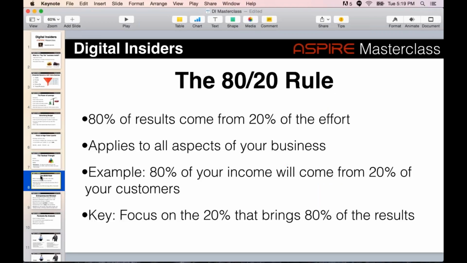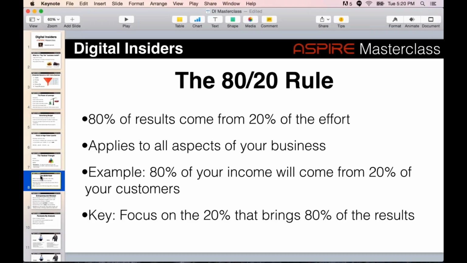Now, in order to be successful with your online business in general, you have to keep in mind this rule of 80-20. This is really important, and this is going to allow you to focus on the most important parts of your business and not worry about the stuff that doesn't matter so much. This applies across all aspects of your business: 80% of your results in any aspect of your business are generally going to come from only 20% of your efforts.